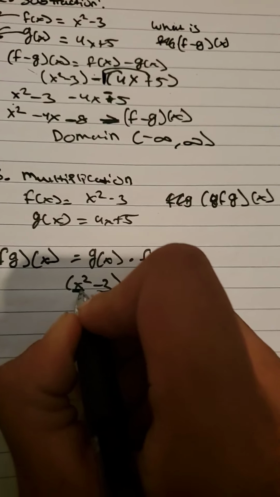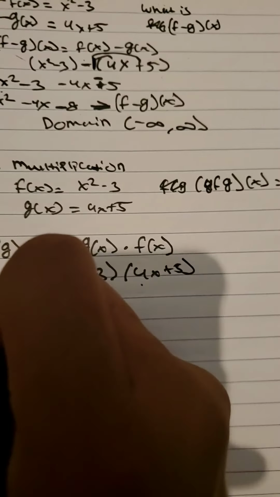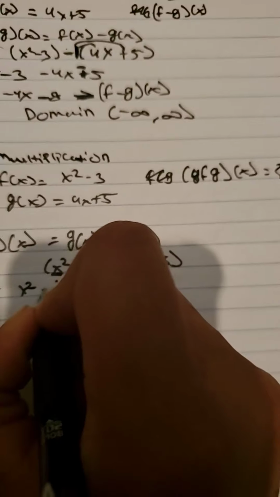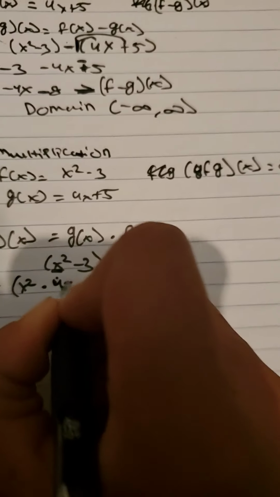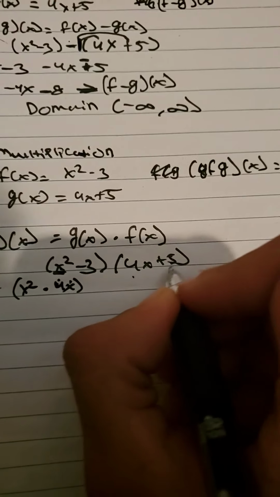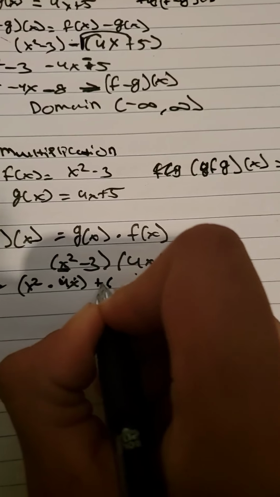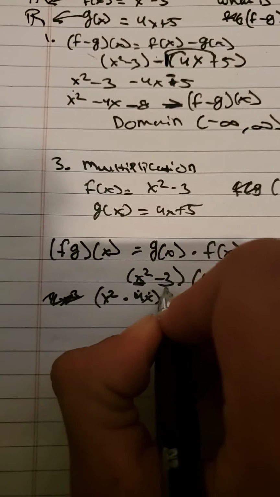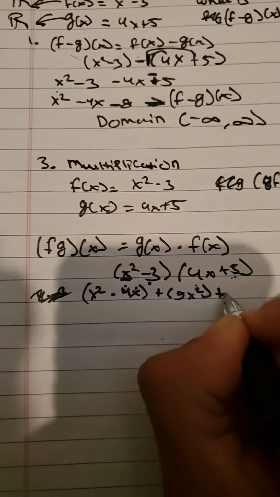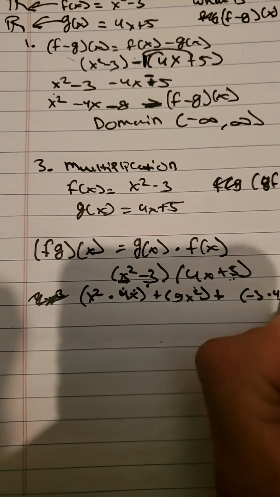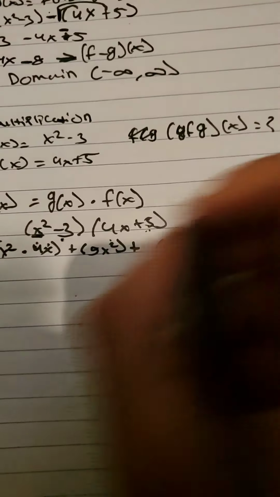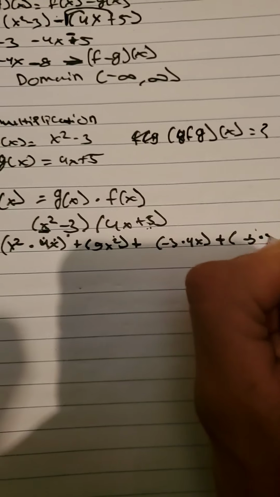So taking the first term, x squared, we have x squared times 4x. Take it, multiply by this term. Plus, now we have x squared times 5, 5x squared. Okay. Minus 3. So plus minus 3 times 4x. Minus, or plus, minus 3 times 5.